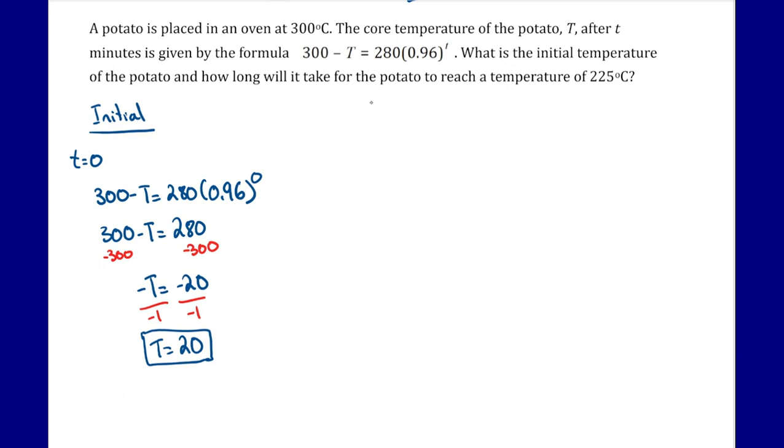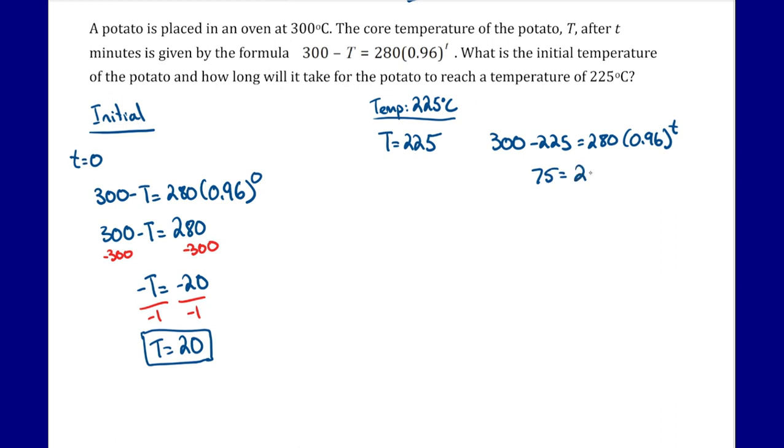So now for the temperature of 225 degrees Celsius, here we're going to put that in for our capital T. So capital T equals 225, and we are trying to solve for lowercase t, which is something that we didn't do in the previous lesson. So 300 minus 225 is equal to 280 times 0.96 to the power of t. So we get 75 is equal to 280 times 0.96 to the power of t.